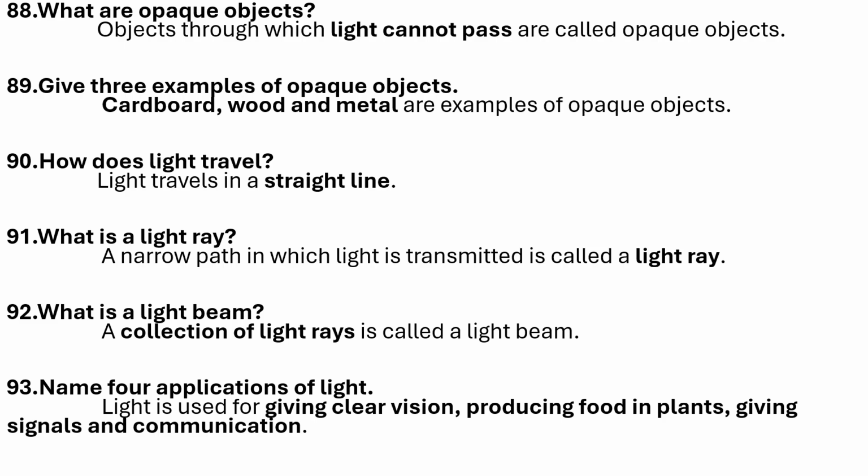What is a light ray? A narrow path in which light is transmitted is called a light ray. What is a light beam? A collection of light rays is called a light beam. Name four applications of light. Light is used for giving clearer vision, producing food in plants, giving signals and communication.